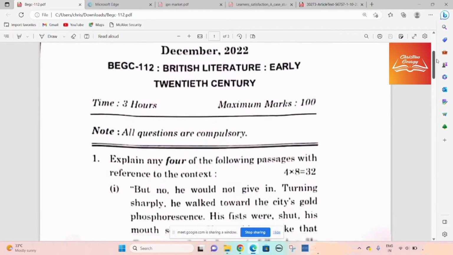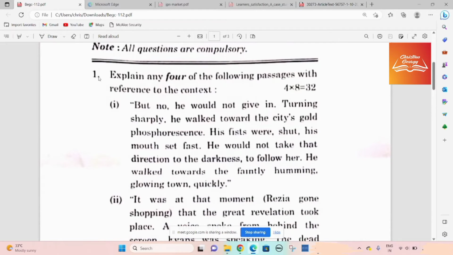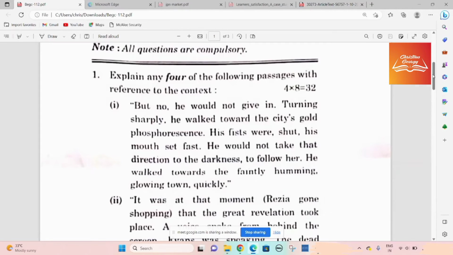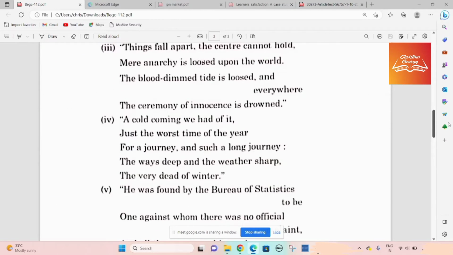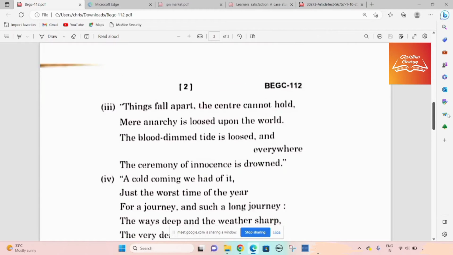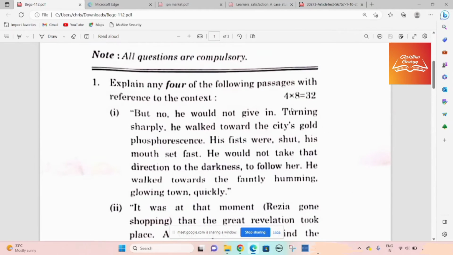Okay, let's have a look at question 1. This is question 1. Explain any 4 of the following passages with reference to the context. So as you can see, there are 5 sub questions to question 1. This is 1, this is 2, this is 3, 4 and 5 respectively. Out of these 5 sub questions of section 1, how many questions should you attend? You need to attend any 4, and each question carries 8 marks. 4 into 8 gives you 32.